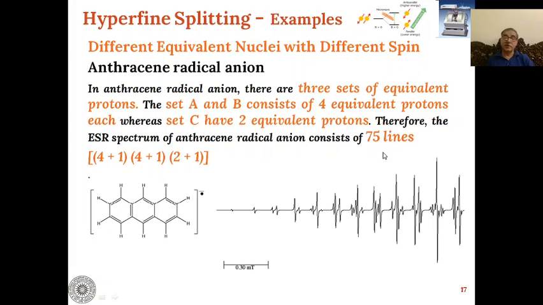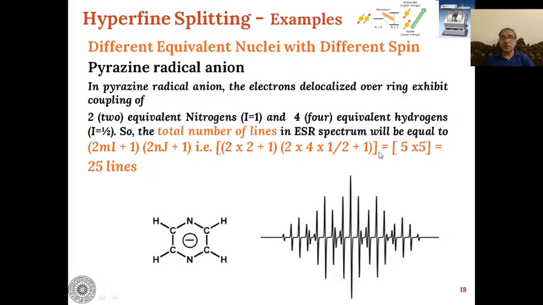And we will have hyperfine coupling of two sets of 4 equivalent protons. Similarly, on the basis of Pascal triangle, we can calculate that the intensity of various peaks in the ESR spectrum will be 1 is to 4 is to 6 is to 4 is to 1, which is for 4 equivalent nuclei.